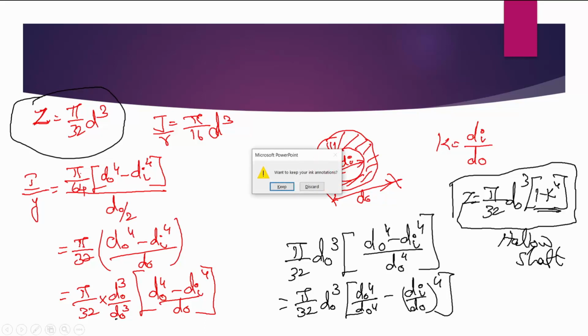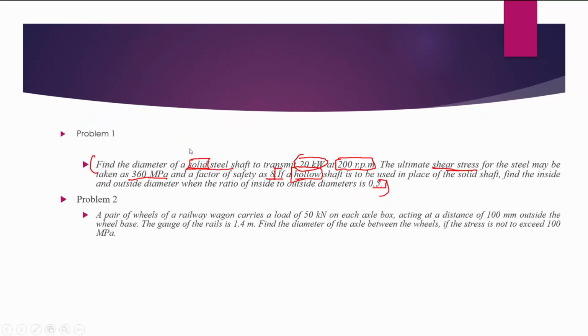So this is the formula for z for a hollow shaft, which is your section modulus, I by y. Now let us try to find the diameter for condition 2. In condition 2, if a hollow shaft is to be used in place of a solid shaft, find the inside and outside diameter when the ratio of inside to outside diameter is 0.5. So they have given di by d naught equal to 0.5. That is our k value.